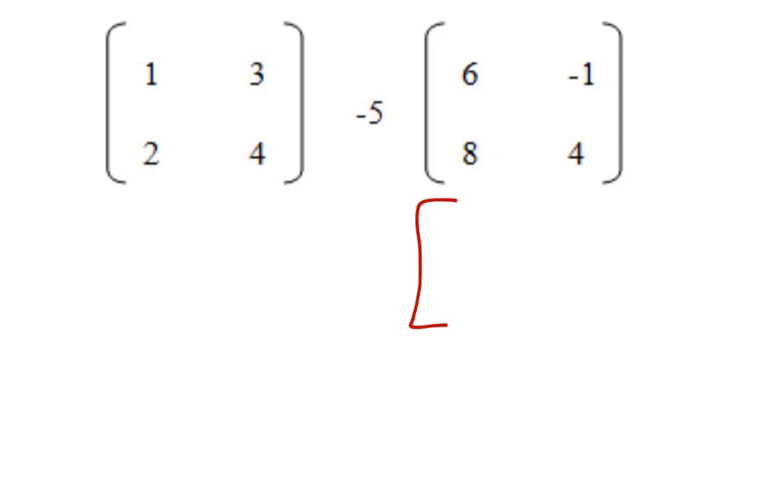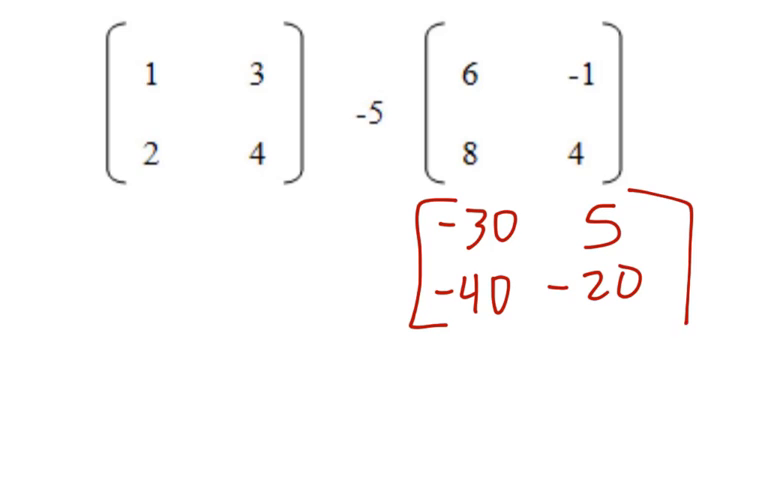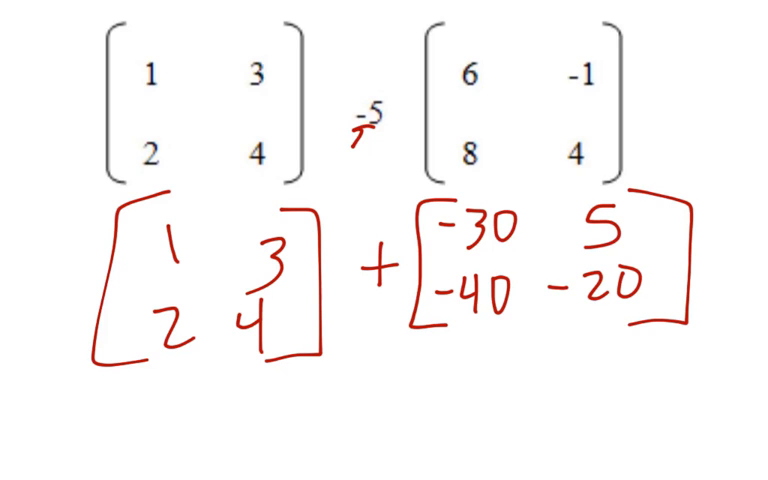So -5 times 6 is -30. -5 times -1 is +5. -5 times 8 is -40. -5 times 4 is -20. Since I distributed the negative, it is now a plus. 1, 3, 2, and 4. Now you're adding the matrices. You can't use the negative twice. Since we distributed it, we're done with it.